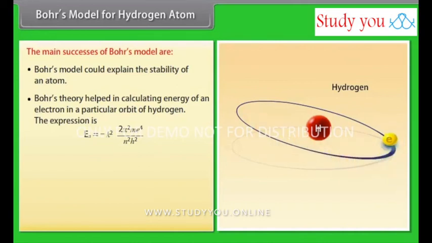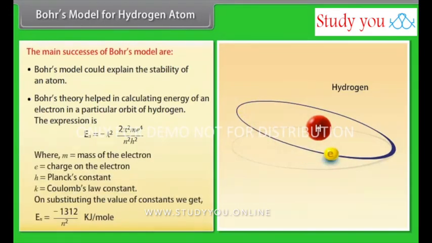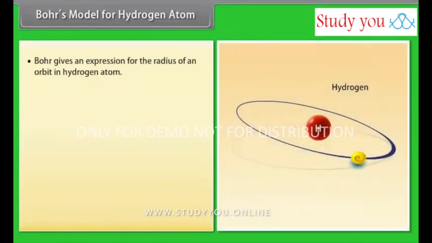The expression is En is equal to minus k square into 2 into pi square into m into e raised to the power 4 divided by n square into h square, where m is mass of the electron, e is charge on the electron, h is Planck's constant, k is Coulomb's law constant. On substituting the value of constants, we get En is equal to minus 1312 by n square kilojoule per mole. Bohr gives an expression for the radius of an orbit in hydrogen atom.